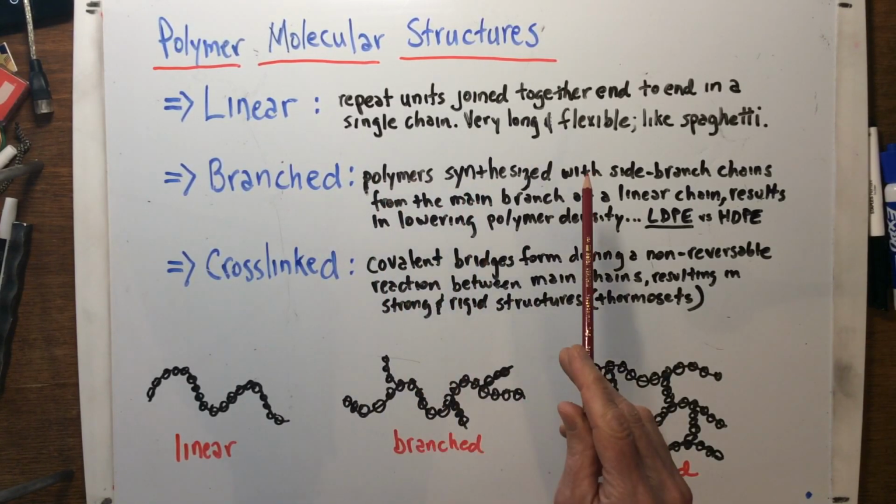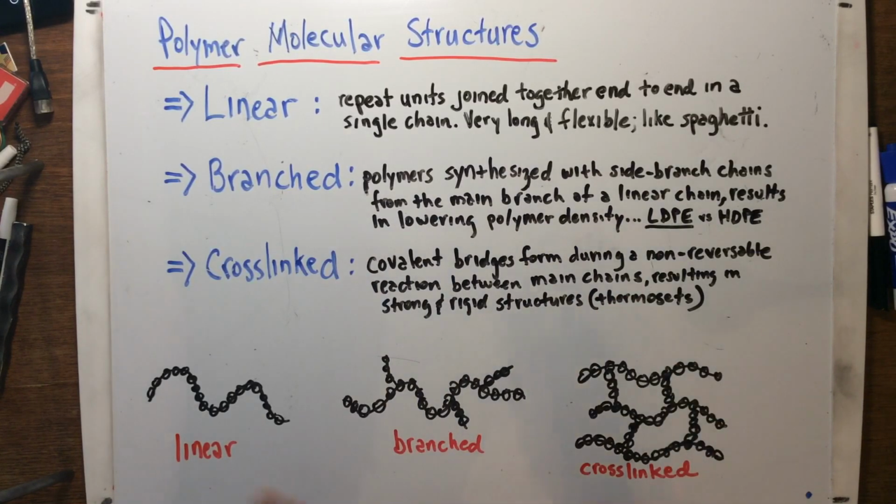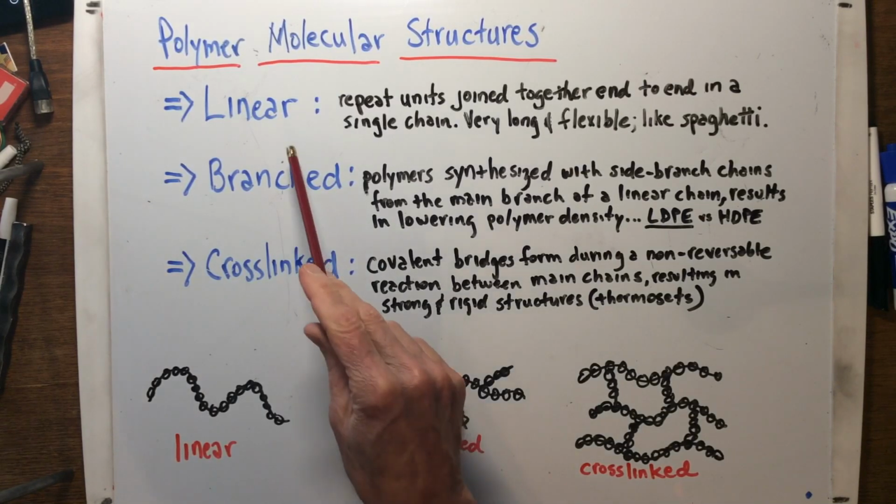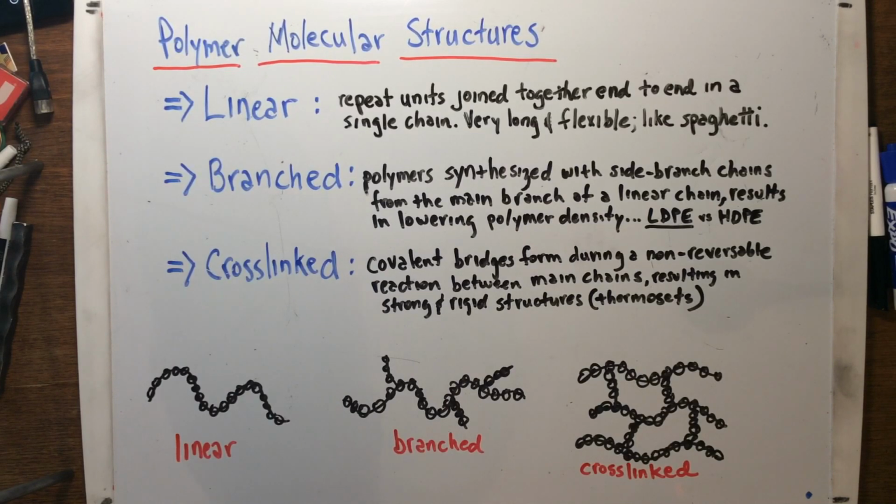All those repeat units are just joined together end to end in a single chain, which means it's very, very long and flexible. Kind of like they say here, like spaghetti pasta that's been boiled. So there's not much breadth to it, but a lot of length to it. It remains very flexible, and many polymers are synthesized using this type of structure.